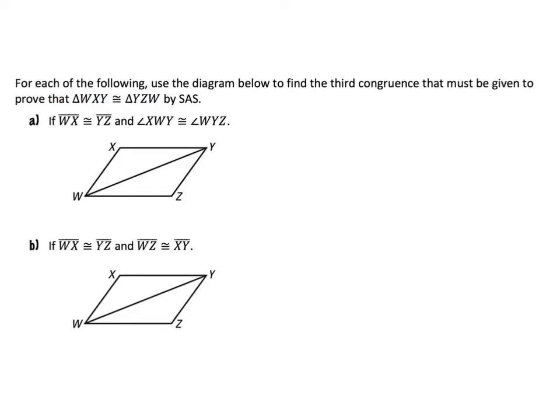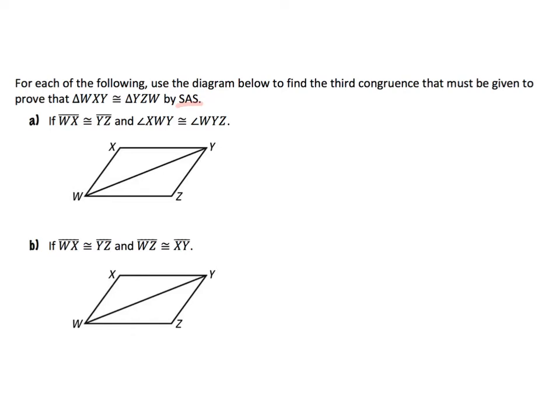Both of these examples have a missing third congruence statement that needs to be given in order to prove that these two triangles in each figure are congruent by SAS. So, work your examples with the video paused and then resume when you're ready for the answers.